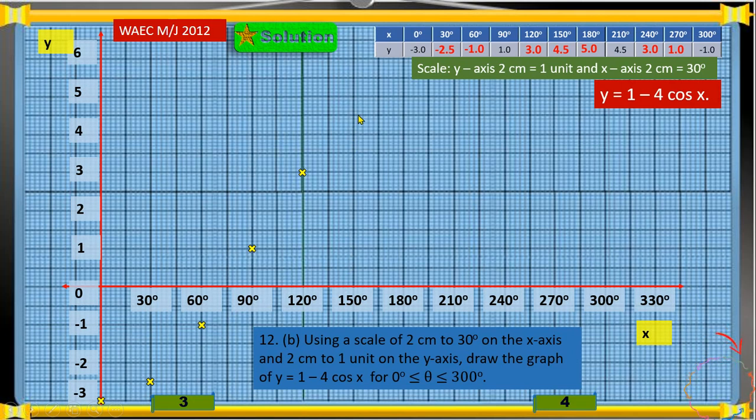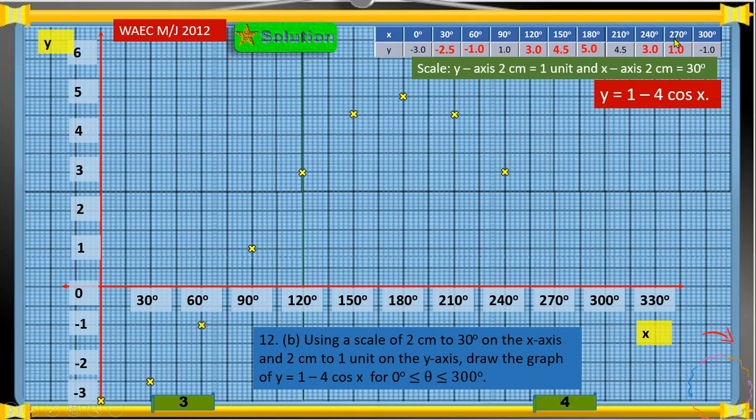Then this is 4.5 here. Then 185, that's the point there. Then 210, 4.5, the same level with 150. So you plot at this point. Then 240 will be at the same level as 120. So you plot it at this point.